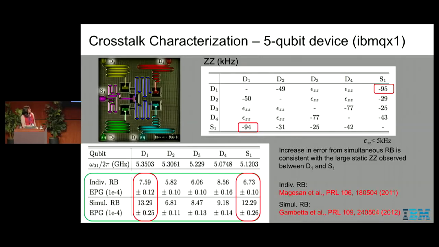And what I want to show is, comparing this row and this row, the largest change that you see in the error is on D1 and S1. So this randomized benchmarking result is capturing the high ZZ that I have between the pair. This is one method of looking at crosstalk on a multi-qubit system. So what are other things that we could look for?